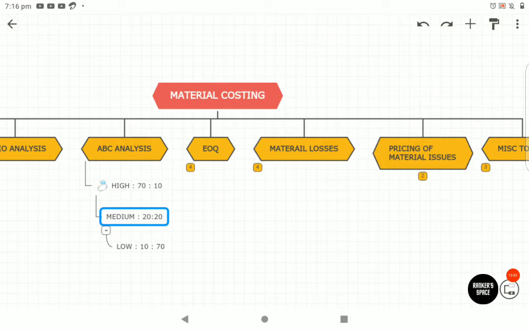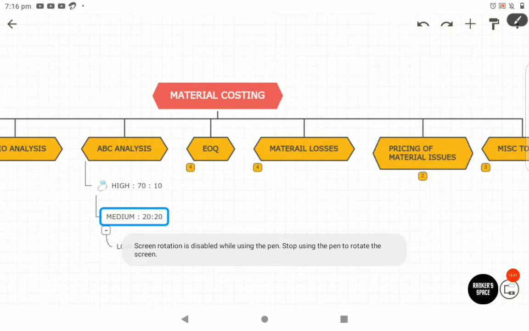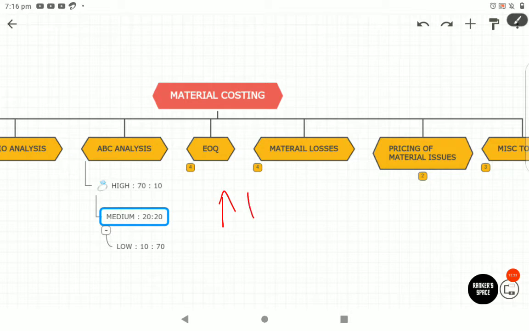High is like, say for example, a diamond ring. You don't buy 20,000 diamond rings and keep them. You buy just one or two diamond rings, because it is very costly. It is high in value but low in quantity, isn't it? That is what they mean by 70% value and 10% quantity. So that is how it is designed.